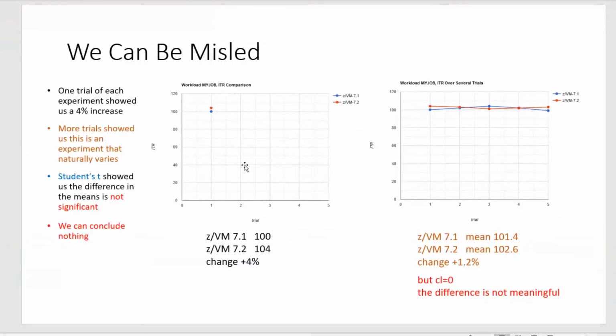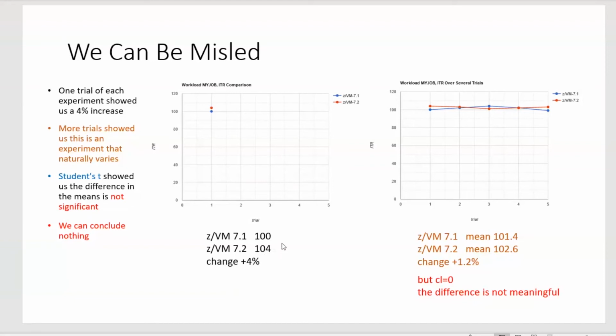So what I have here is a chart that says we can be misled. And this is a place where I probably should have used presentation mode, because these bullets all fly in at different times, but that's okay, we'll just cope. Let's say we have a job called My Job, and we ran it on z/VM 7.1, and we ran it on 7.2, and we got these 2 answers for ITR. And it looks like 7.2 is a little better than 7.1. You might walk out of this and report to your manager that 7.2 got 4% better, but that wouldn't really be a responsible thing to do. It might be run variation, or maybe there was a setup problem, you don't know what.